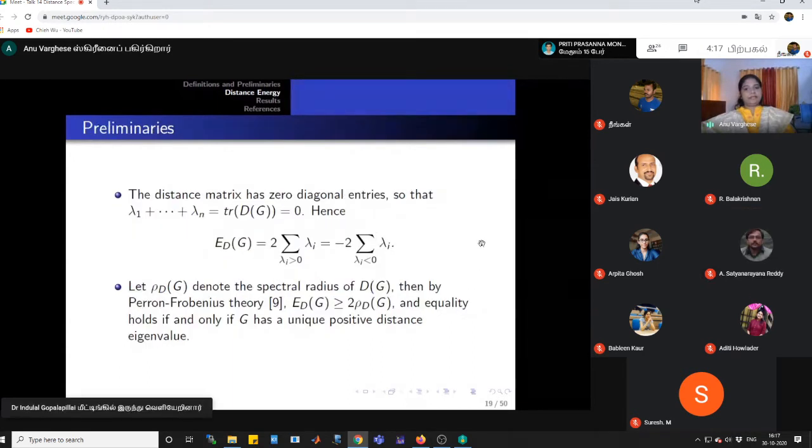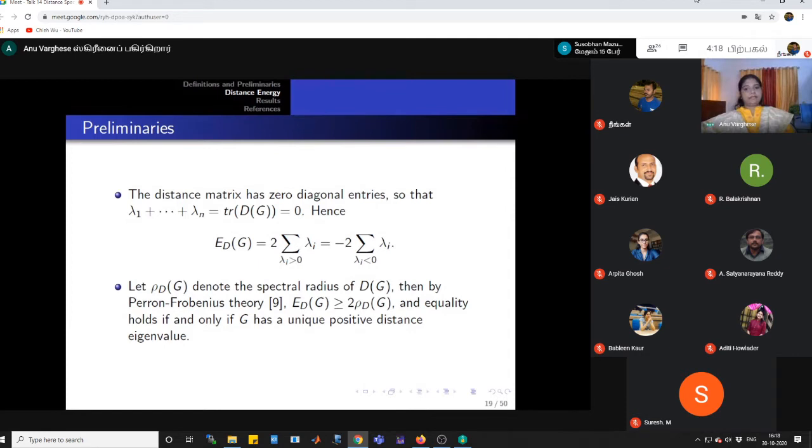We have the diagonal entries of the distance matrix as zeros. That means the trace of the distance matrix is 0. That is, the sum of the eigenvalues of the distance matrix is 0. So, the sum of the positive eigenvalues cancels with the sum of the negative eigenvalues. That is, the sum of the positive eigenvalues is exactly equal to minus the sum of the negative eigenvalues.